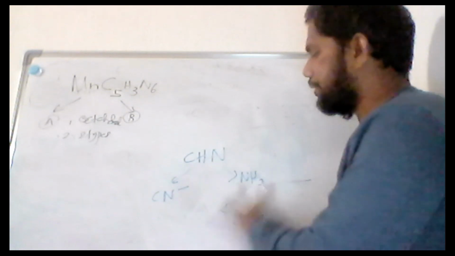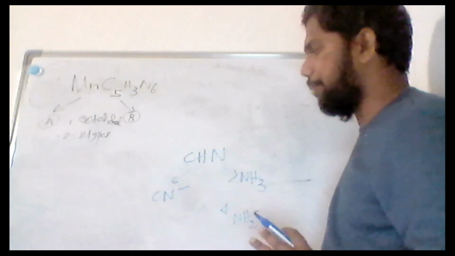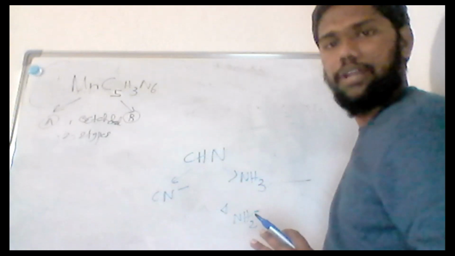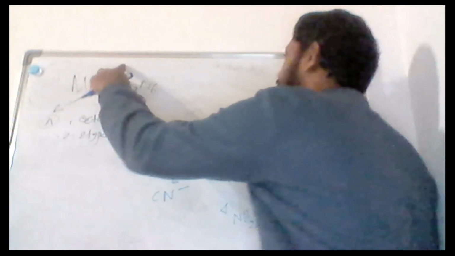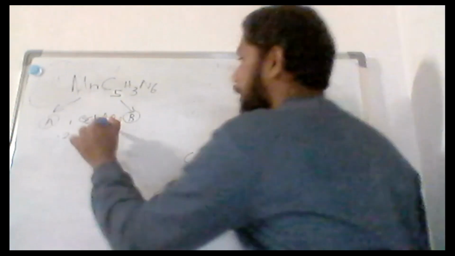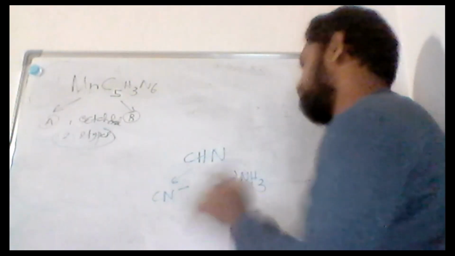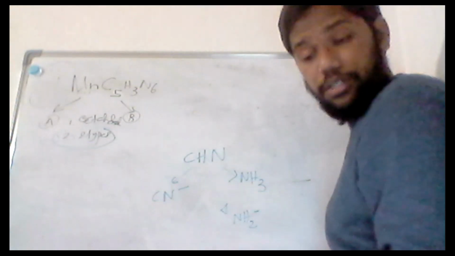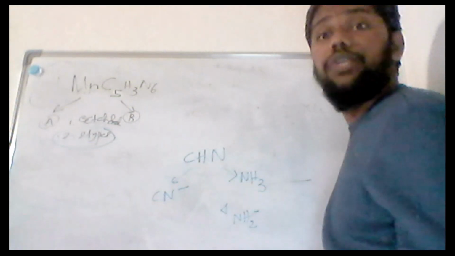So these three compounds can be obtained as ligands, right? But in the coordination compound here, don't forget, there can be only 2 types of ligands. So it should be 2 of these 3. We don't know, right? Now we need to go to the composition. So composition, think about the composition.